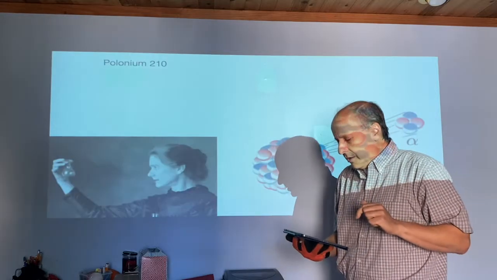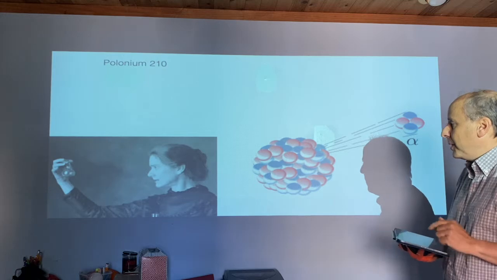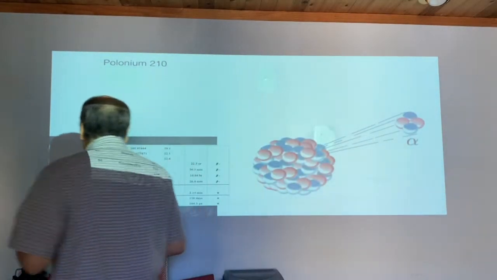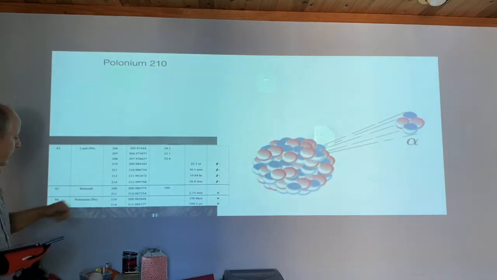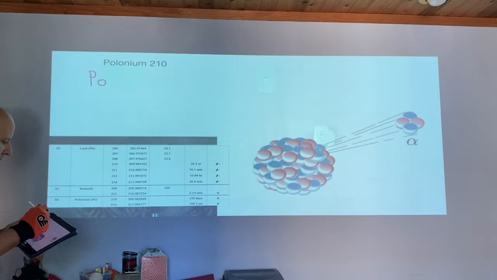So today I'd like you guys to learn how to write the equations. So let's go back to polonium-210. Let's find polonium-210 on your isotope sheet. It says it's got an atomic number of 84 and a mass number of 210. So you start with polonium-210, 84.